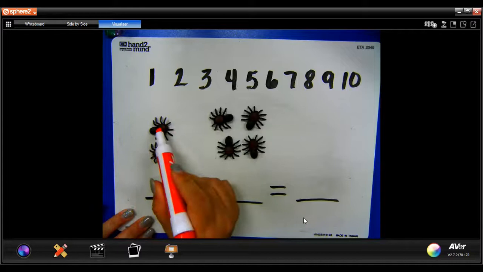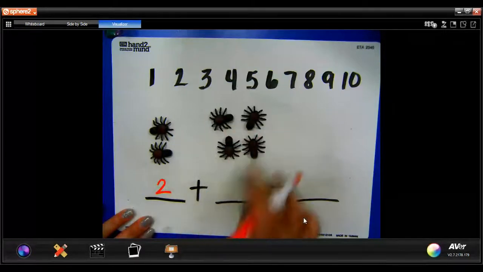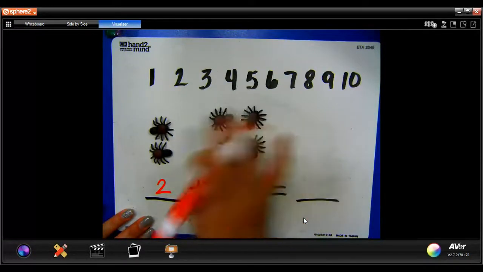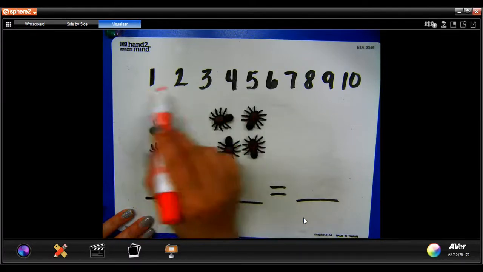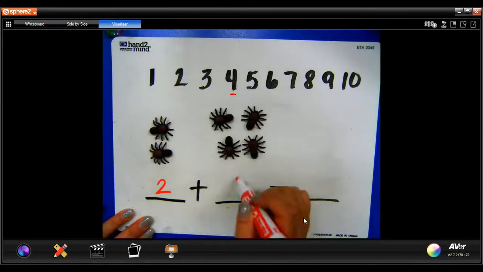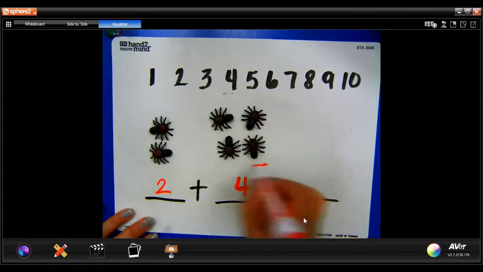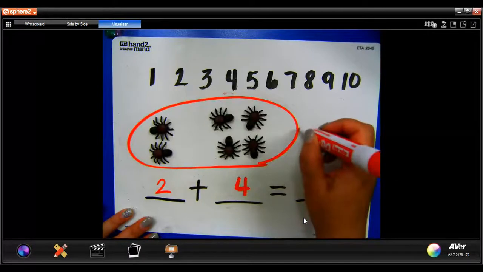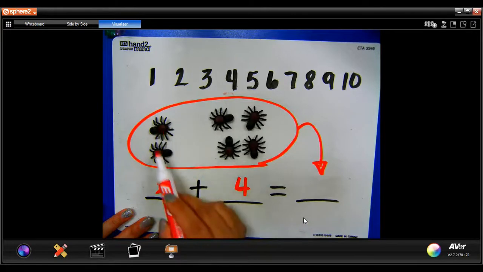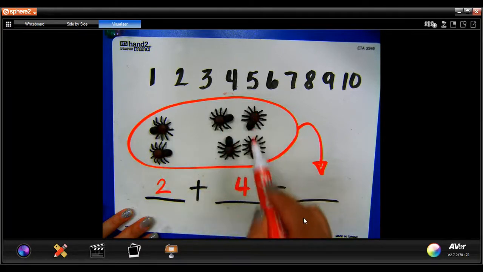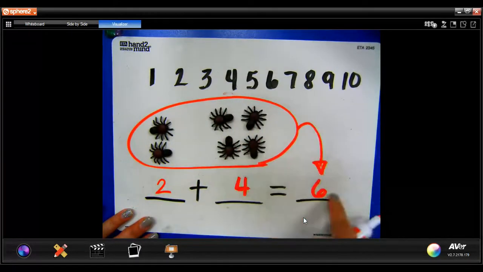So we'll count together. 1, 2. That's number 2. So we're going to write 2. And now the number that goes here is the number of spiders that are on this side. So let's count it together. 1, 2, 3, 4. Okay. So now to get this number, we have to add all of this. And we're going to write that number right here. So let's count it together. 1, 2, 3, 4, 5, 6. Our number is 6. That's 6. All right.